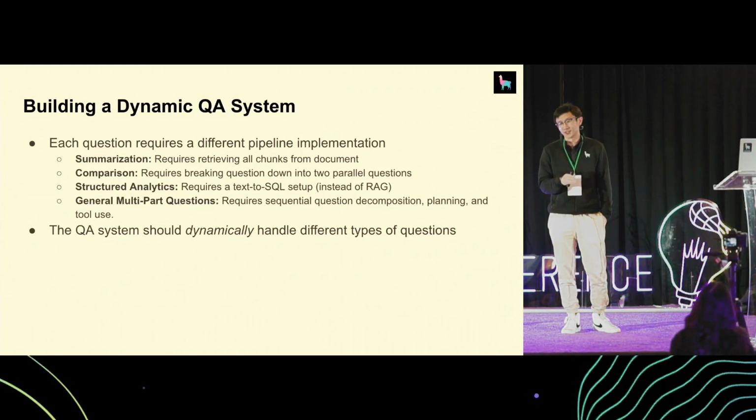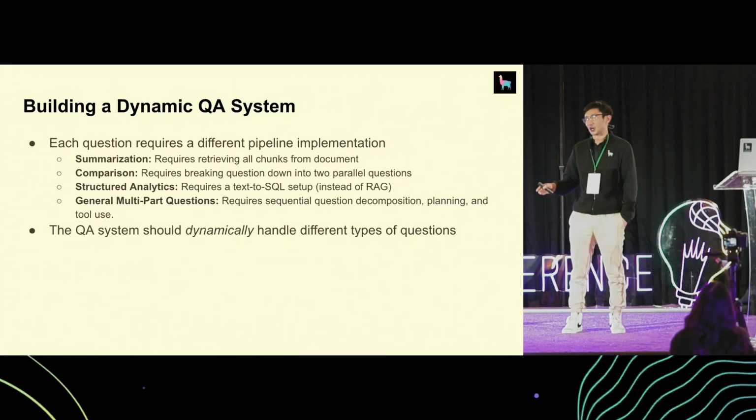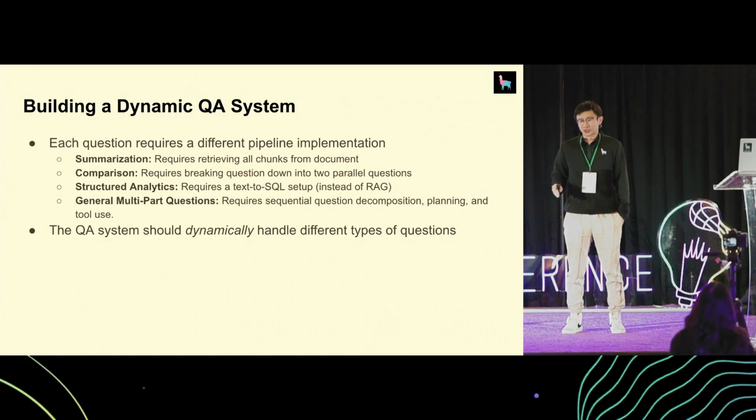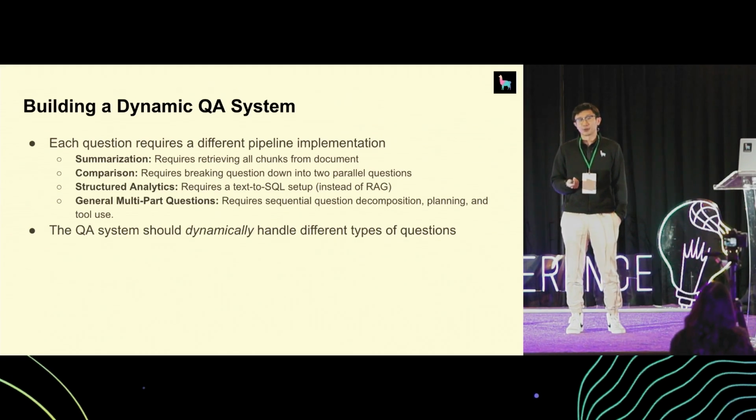If you're in the enterprise, you want to unlock value from your data and you want to start by getting some basic chatbot in place. Each question requires a different pipeline implementation. Like a summarization question, you don't just do top K, you actually want to return all the information from a document. So your chunk is just inherently different.